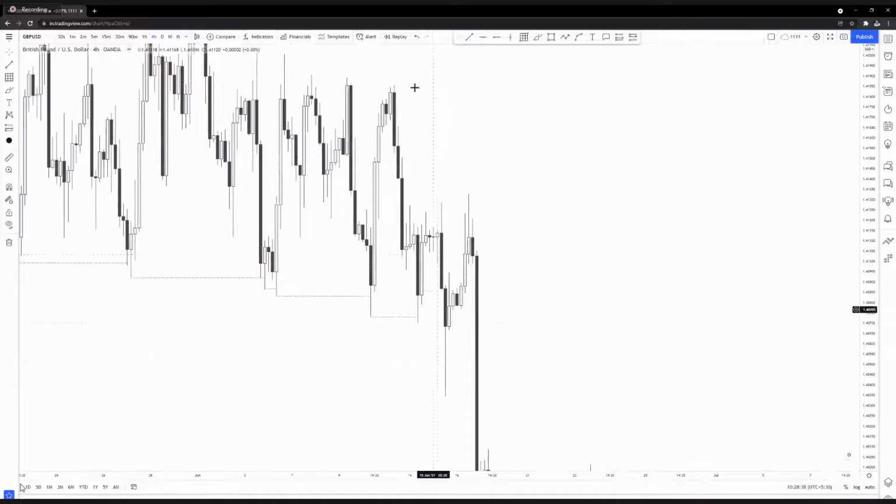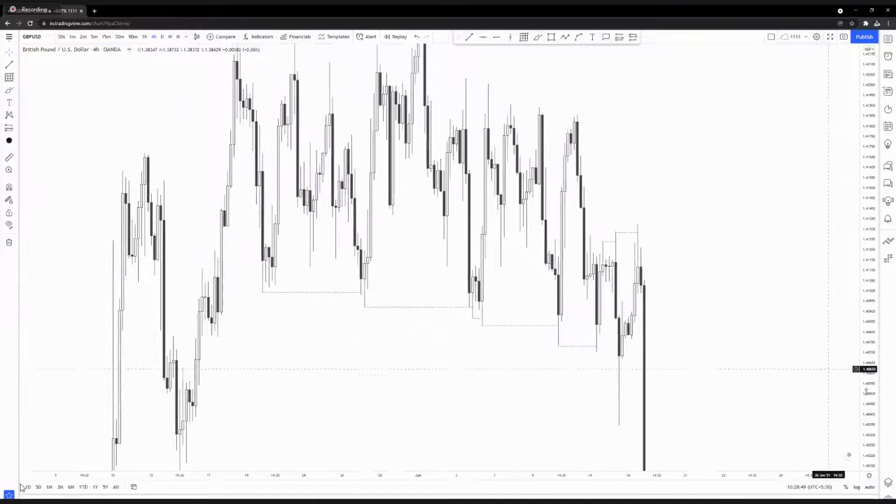This is what happens. Even here, price activated the buy stops and pulled back down. And then once again, what happened? It activated the buy stops and pulled back down. So this is what they do.